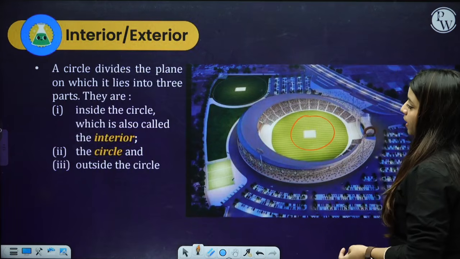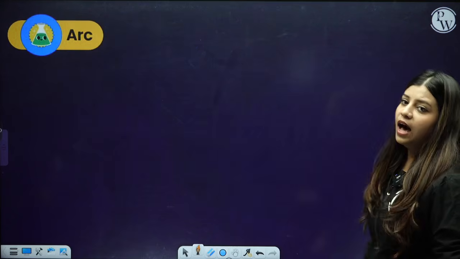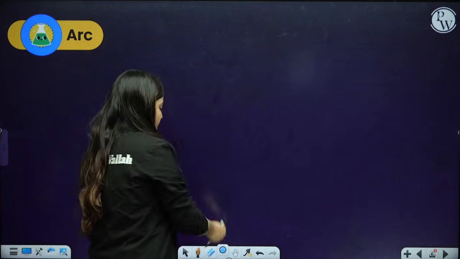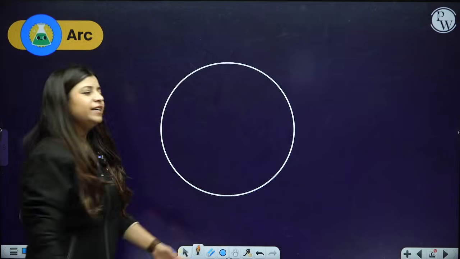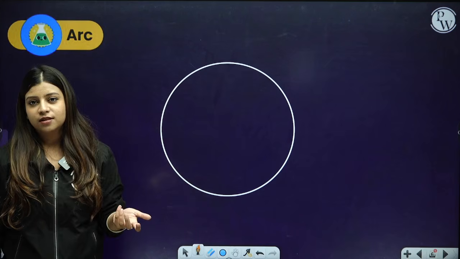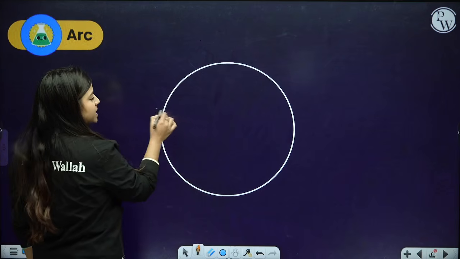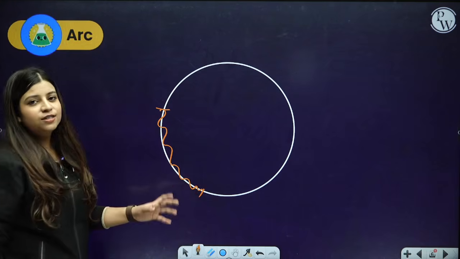Now let's talk about the very first thing: the arc of a circle. We know that the boundary of a circle is known as the circumference of the circle. If we take a part from this circumference, it is called an arc of the circle. What does a part mean? For example, from here to here, if I take this part. So what is an arc? An arc is a part of the circumference of a circle. As simple as that.